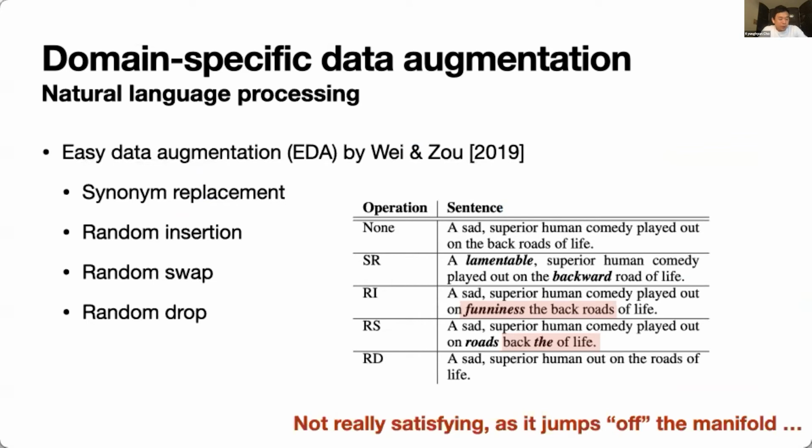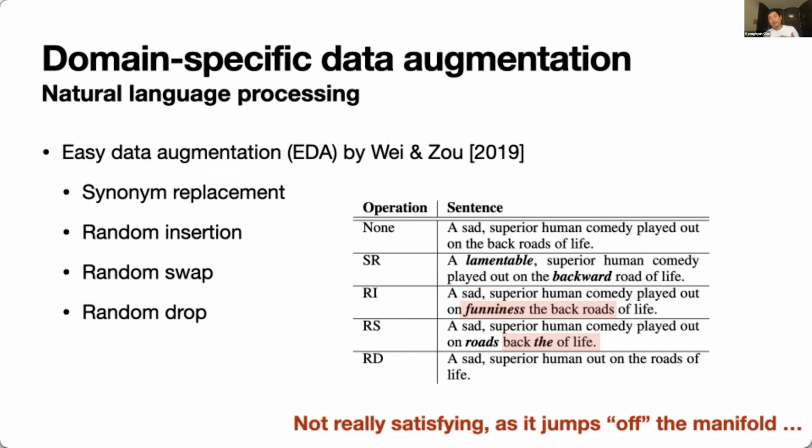Now, although I did say that natural language is not a domain where it's easy, or even possible, to come up with very high quality data augmentation specific to the domain, that doesn't mean that people haven't tried. For instance, Wei and Zou in 2019 proposed what they called easy data augmentation. I don't think it's easy at all, but still they called it that. They introduced data augmentation to natural language processing by replacing some of the words with synonyms, randomly inserting some words, randomly swapping the order of the words, and randomly dropping some of the words.